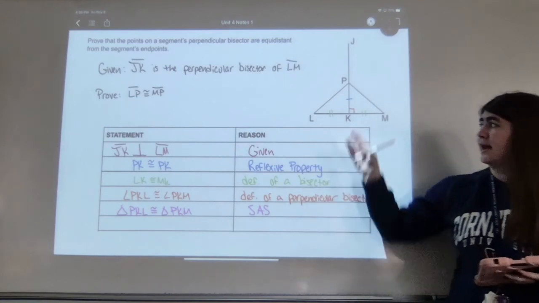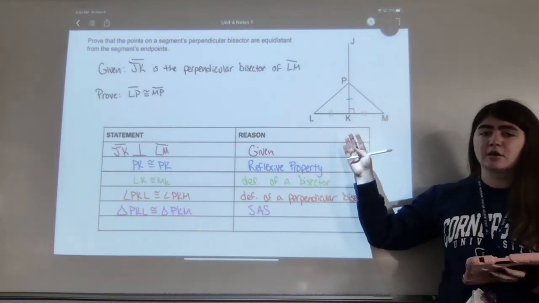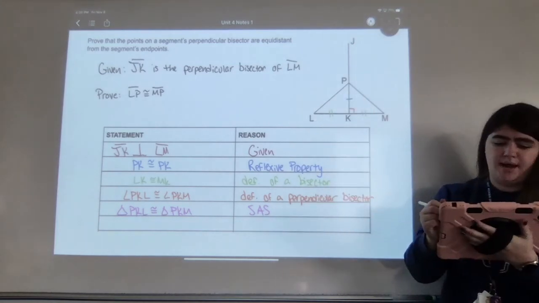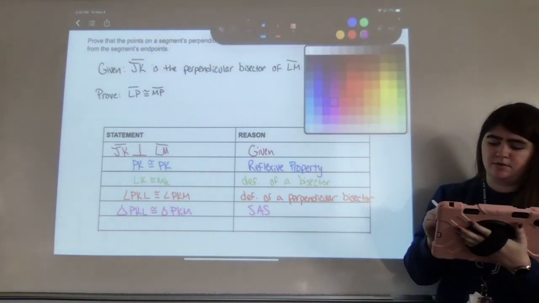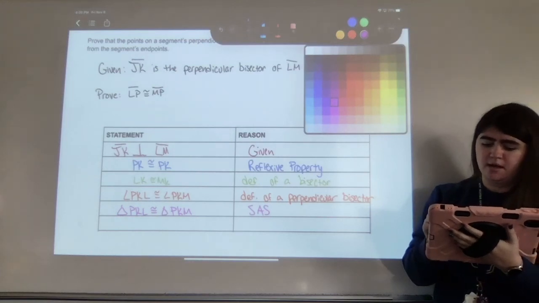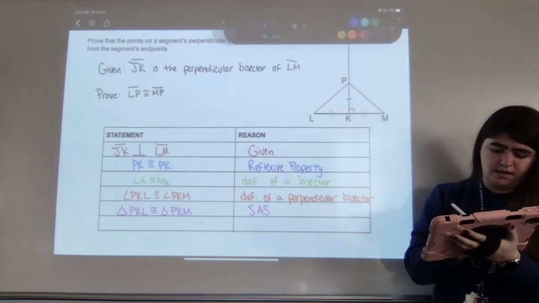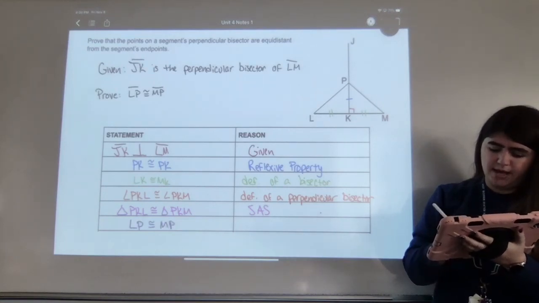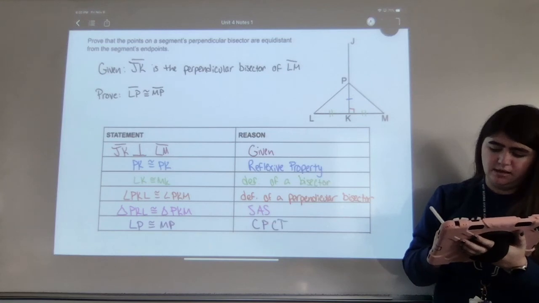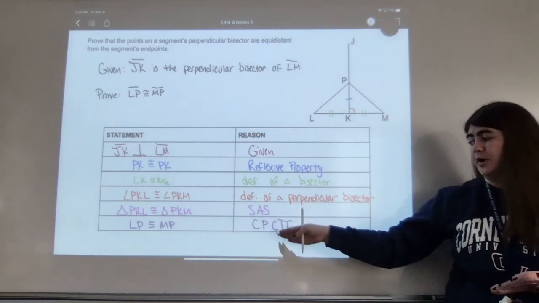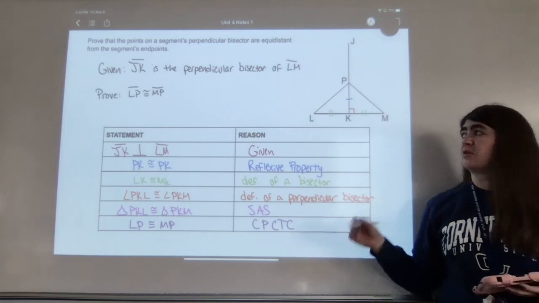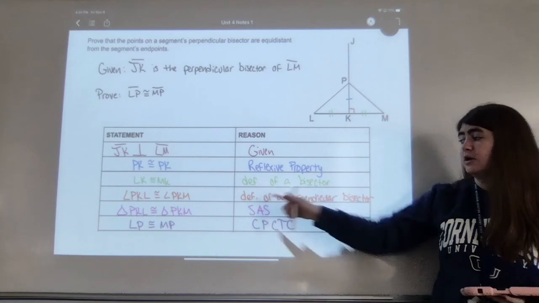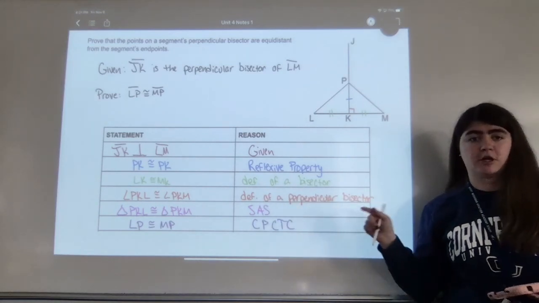And now that I have shown that I have two congruent triangles, then I can go ahead and say that PL is congruent to PM by, or actually I wrote that backwards in the drawing, either way. So we can say LP is congruent to MP by CPCTC. Once again, corresponding parts of congruent triangles are congruent. So therefore, all pieces of these two triangles have to be congruent because we already showed that those triangles are congruent.